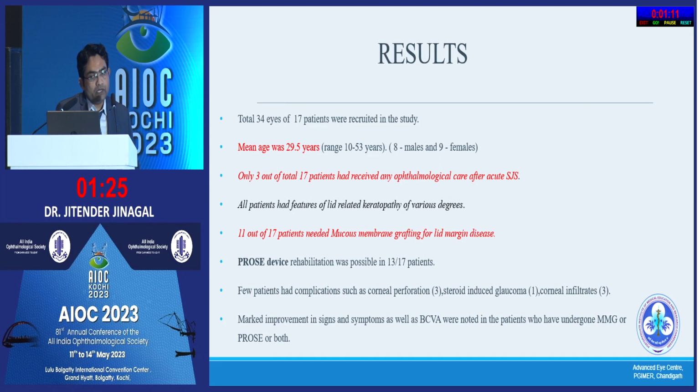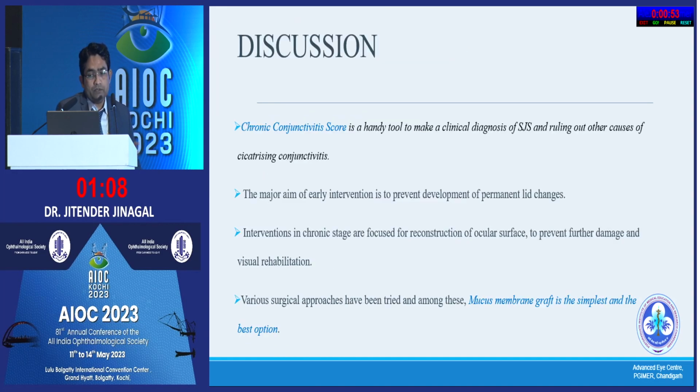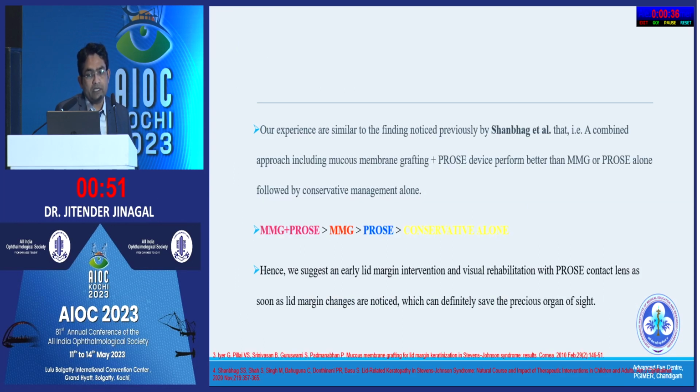So a total of 34 eyes of 17 patients were taken care of, and the mean age was 29.5 years. 11 out of 17 patients needed mucous membrane grafting for lid margin disease, and scleral contact lens was applied in 13 of the 17 patients. Coming to the discussion, I want to highlight that the cicatrizing conjunctivitis score is a handy tool to differentiate other differential diagnoses of this disease, and intervention focuses on the chronic stage in the form of mucous membrane graft and scleral contact lens. They give better outcomes as compared to PROSE alone or mucous membrane graft alone.